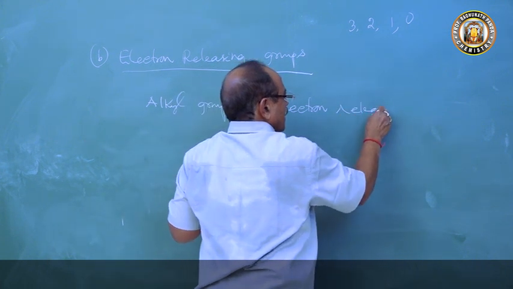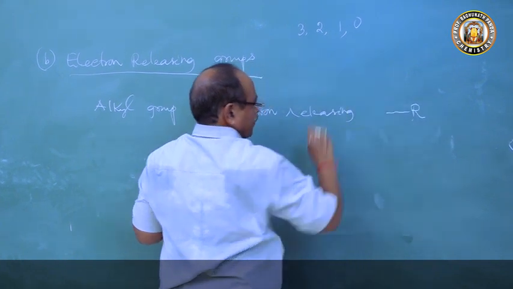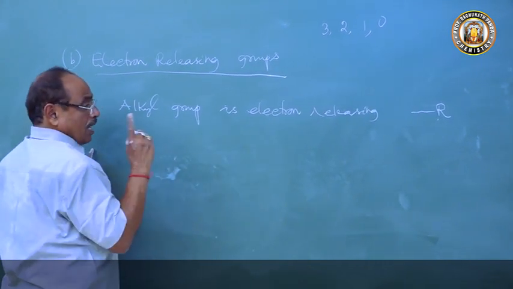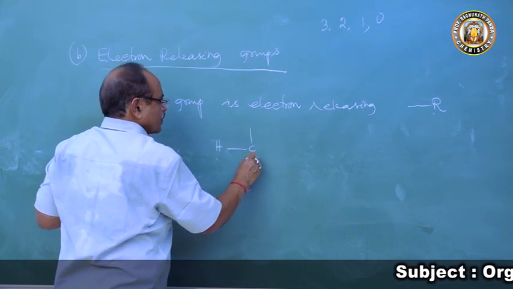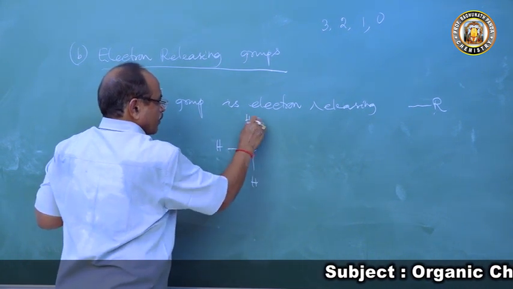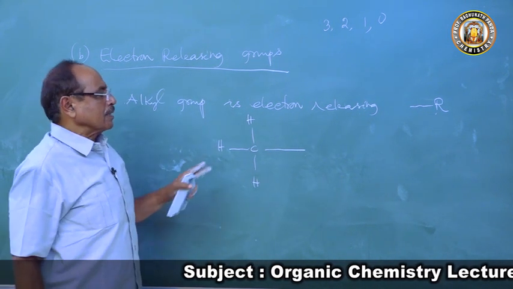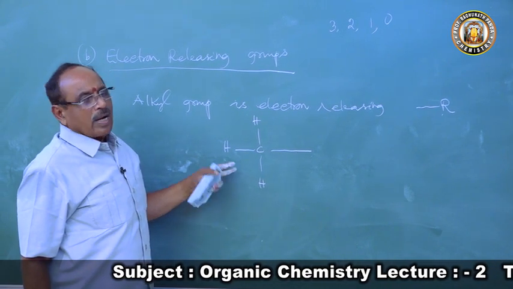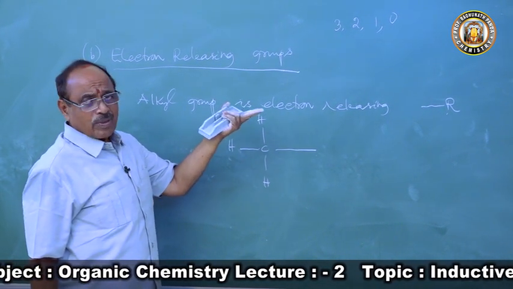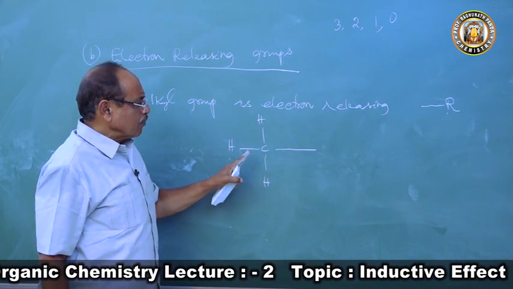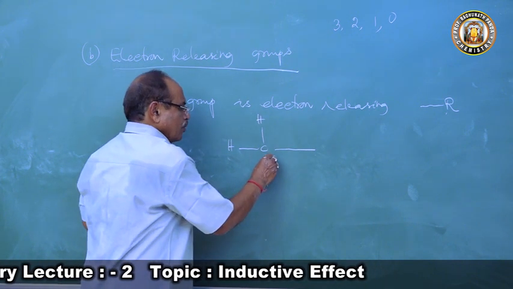The simplest alkyl group is what? We write it as R. The R is electron releasing. So what is R? The simplest R is CH3. Why is an alkyl group electron releasing? Somebody may have this question come to mind. Alkyl groups: 3, 2, 1, 0 degree. I am going to the 0 degree one. So this is a methyl group. What is the electronegativity of carbon? 2.5.